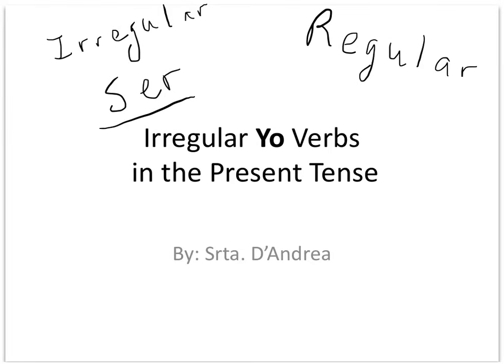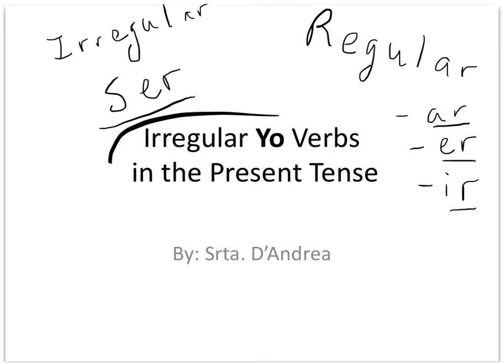Regular verbs are those verbs that end in AR, ER, and IR, and they follow the pattern that goes with those endings. So for AR, the pattern would be dropping the AR and adding O for yo, AS for tú, A for él, ella, usted, and so forth. Then you should know the ER and IR endings as well.